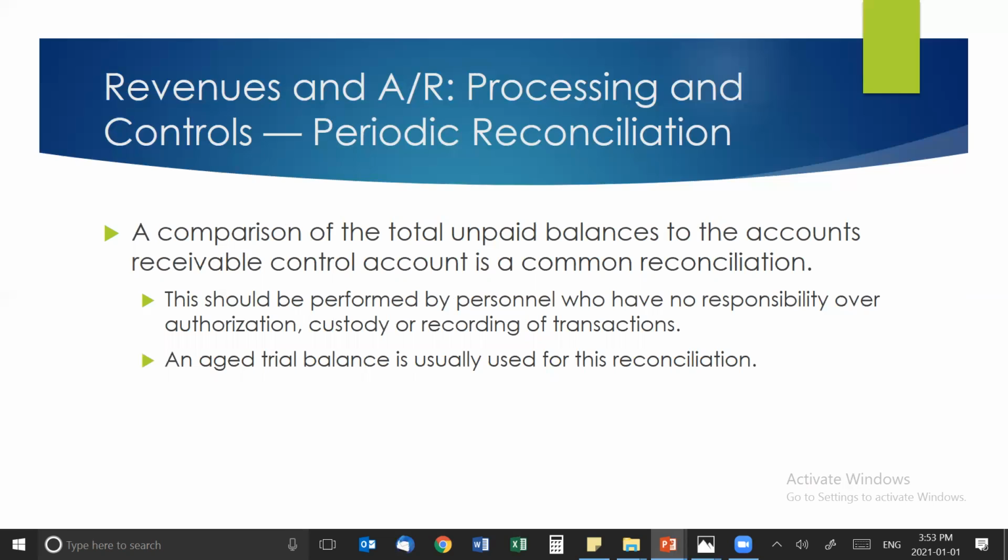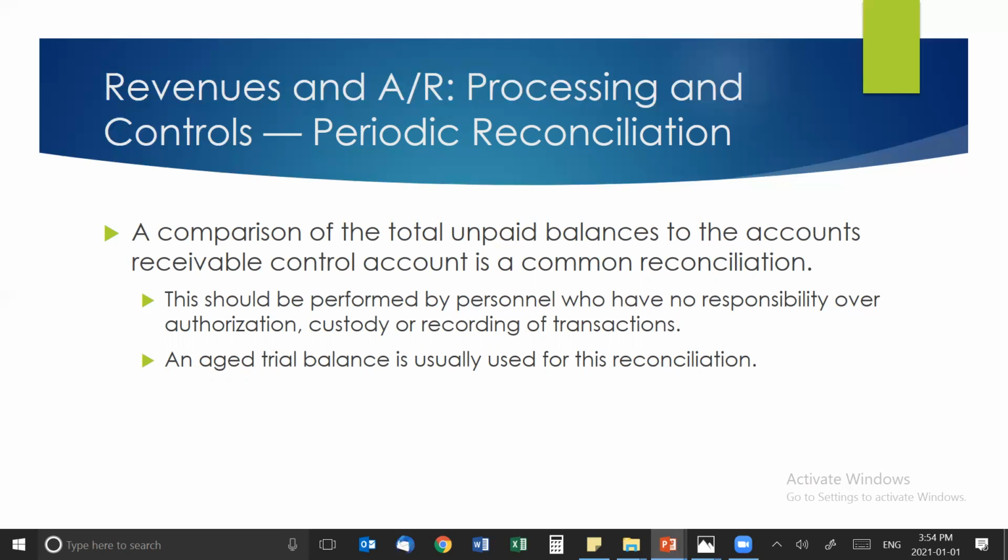And then there should be periodic reconciliation. A comparison of the total unpaid balances to the accounts receivable is a common reconciliation, right? So maybe every week, every couple weeks, every month, somebody compares the total unpaid balances to the accounts receivable account. And this person should have no responsibility over authorizing the sale, custody, or recording. So it should be a separate person doing a periodic reconciliation that does not have responsibility over any other part of the revenue process.